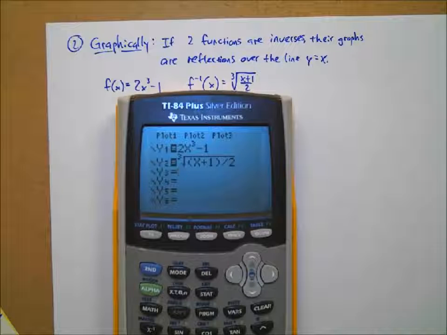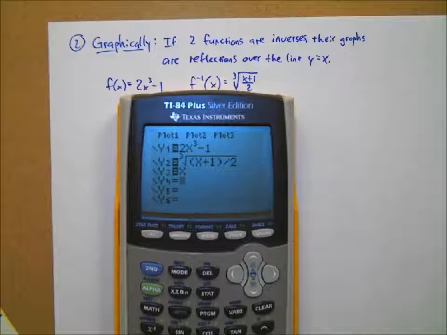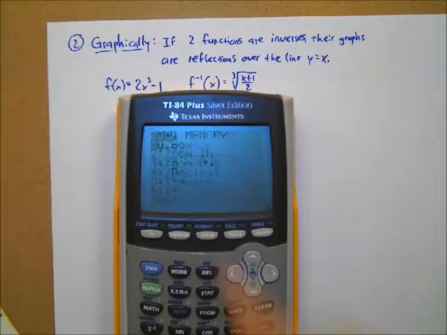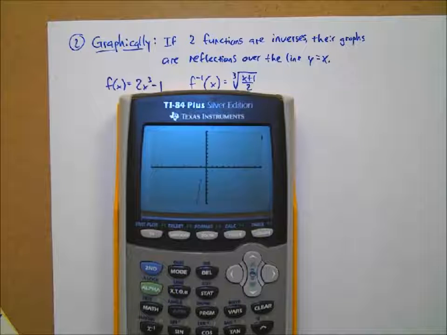Anywho, there are the two functions there, and we're also going to graph the line y equals x, so that way we can see that line of reflection there. All right, so there's our cubic, there's its inverse, and there's the line y equals x.